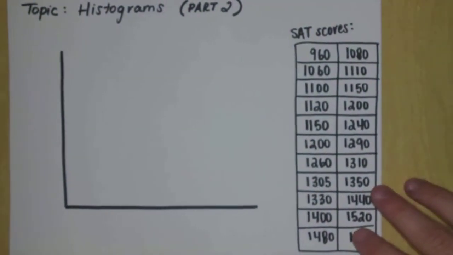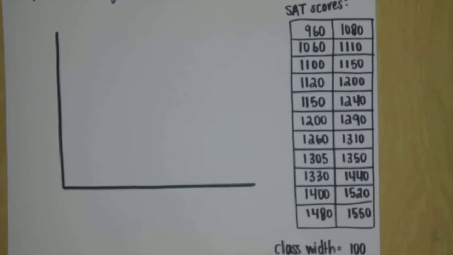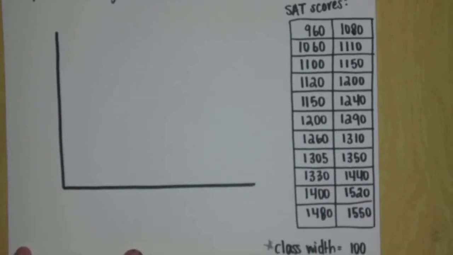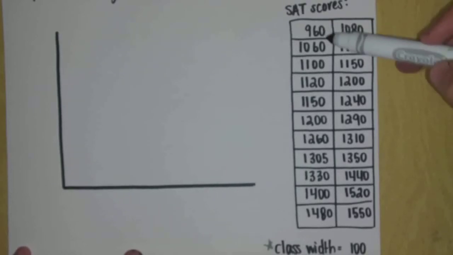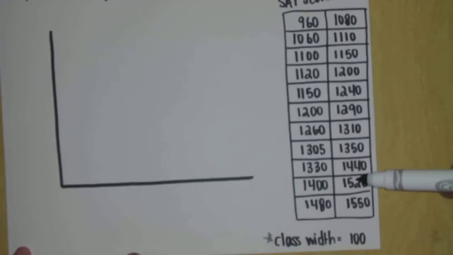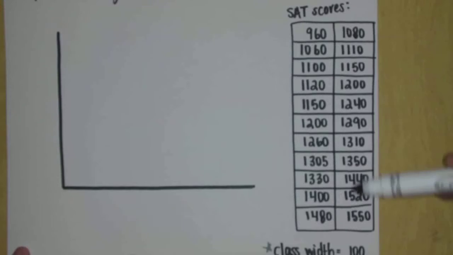Here's a histogram, and we have SAT scores. And if you look again, the most important part down here, we have a class width. We want it to be 100. And that makes sense because my scores span from 960 all the way to 1550. And if you know, on a 2-part SAT, scores would range from 400 to 1600. So all of these numbers make sense.